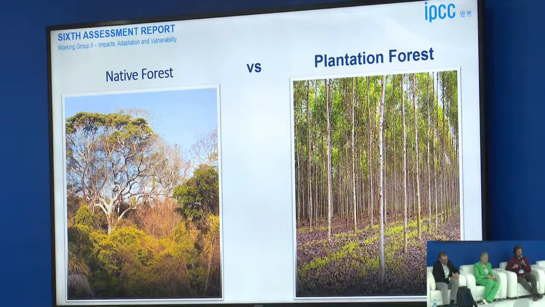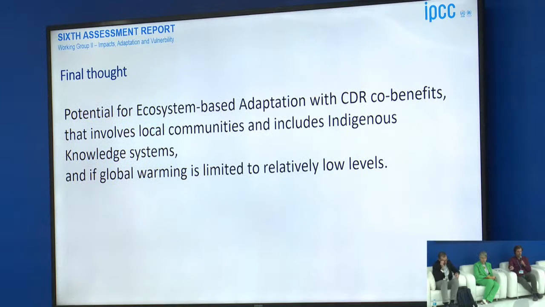So plantation forestry, if we're thinking about durability, is potentially much less durable on a landscape, especially under future higher global warming levels. And so for a final thought, I think ecosystem-based adaptation with CDR co-benefits do exist. However, the higher those what we consider residual emissions are, and the higher we let global warming get, the more limited we are able to draw on these co-benefits and use natural ecosystems as part of the CDR portfolio.